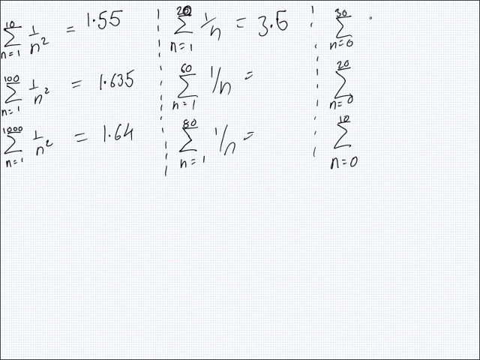What's it when you're ready? 6.68. Okay, and then the next one here? This is up to 80. Okay. 4.97. Okay, and then the last one here, 10, 20, 30, starting at 0 though, 1 over n factorial.